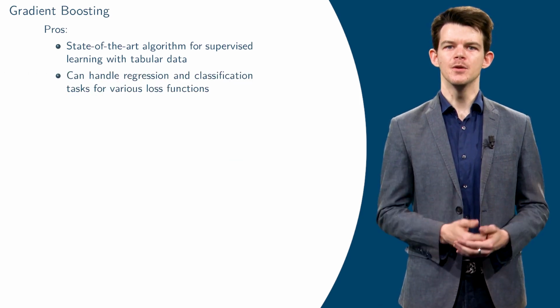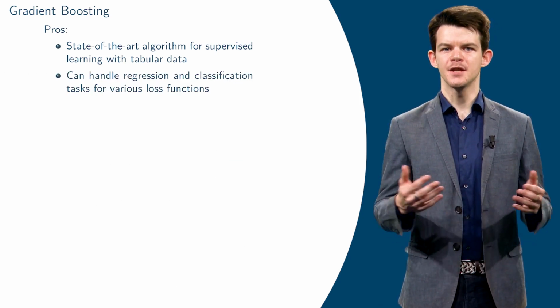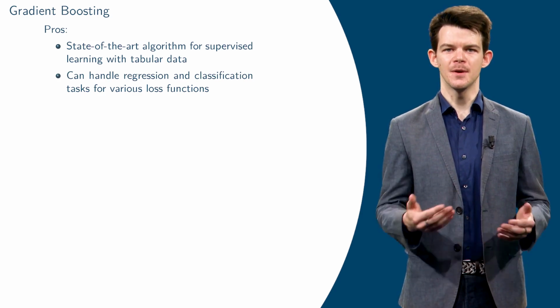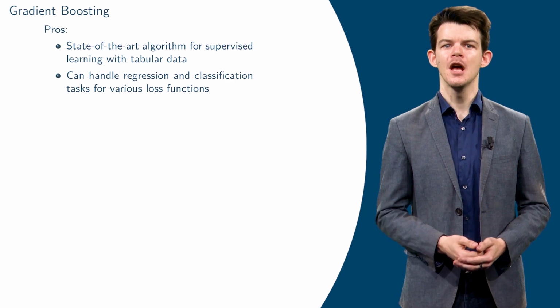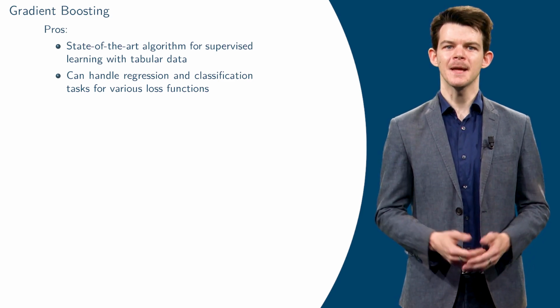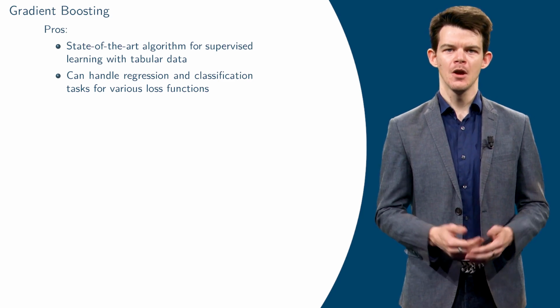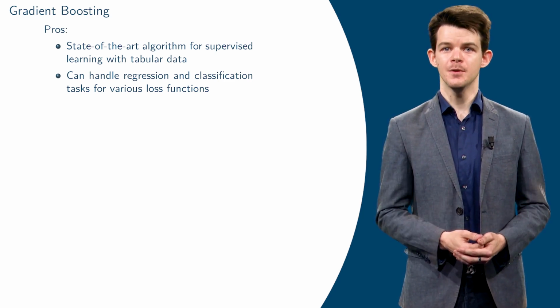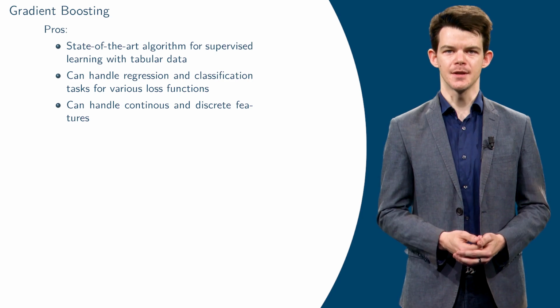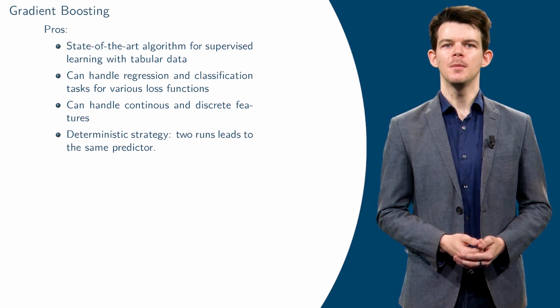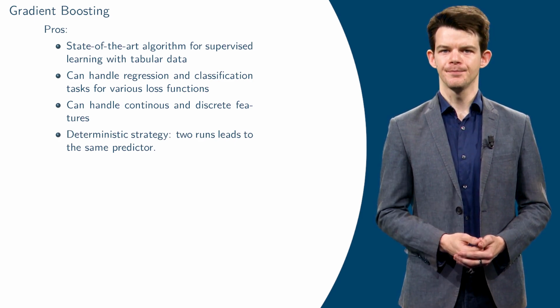Boosting can therefore be used in classification and regression for a variety of loss functions. Indeed, we presented the AdaBoost algorithm for binary classification with exponential loss, but also the generic boosting algorithm that can be used for any loss and any individual learning procedure. Boosting can take into account inputs that are both continuous and discrete. It is a deterministic strategy, unlike random forest. Two runs of the boosting algorithm lead to the same predictor.